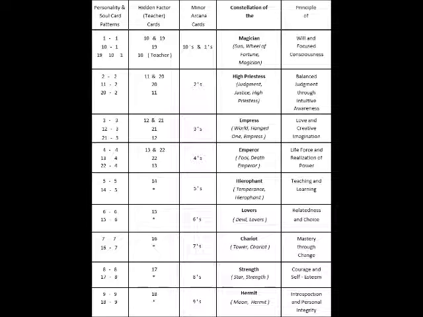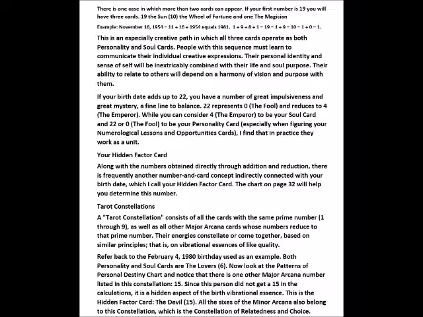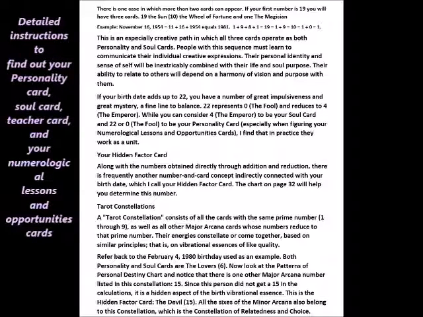Tarot constellations. A tarot constellation consists of all the cards with the same prime number, 1 through 9, as well as all other major arcana cards whose numbers reduce to that prime number. Their energies constellate, or come together, based on similar principles, that is, on vibrational essences of like quality.